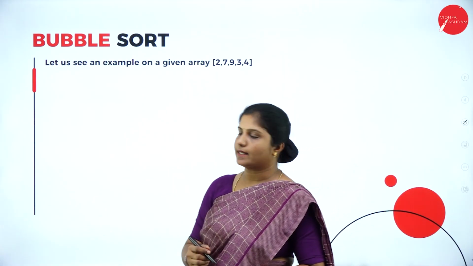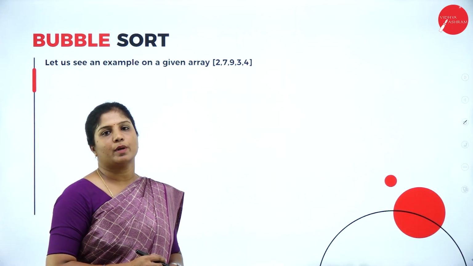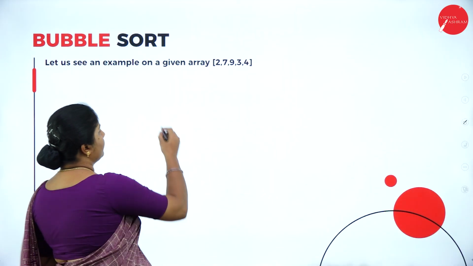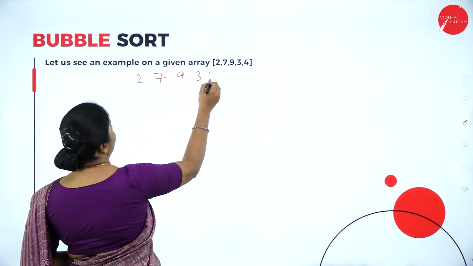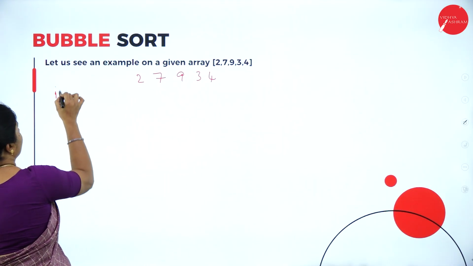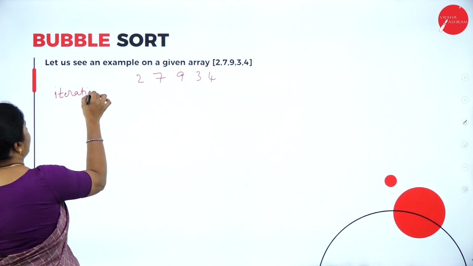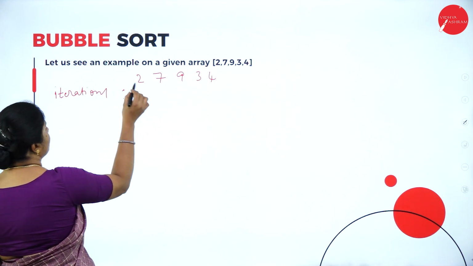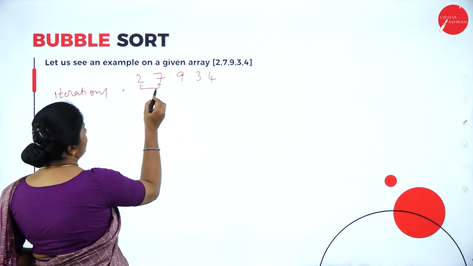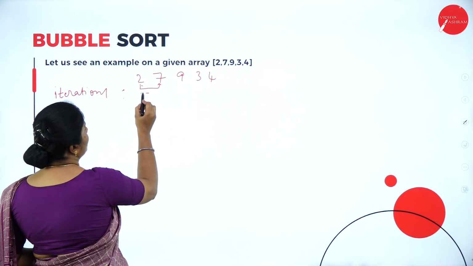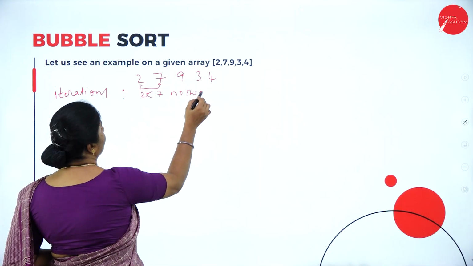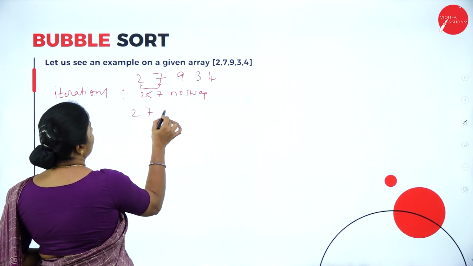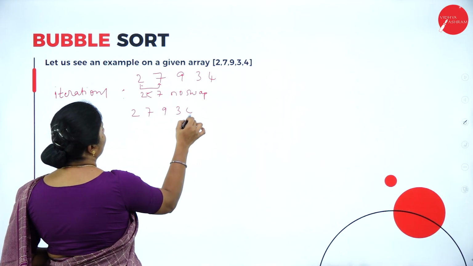Here I have a simple example to solve using a bubble sort. Here I have a list of 5 elements: 2, 7, 9, 3, 4. So iteration 1. What I am doing here in iteration 1? I am comparing these two, 2 and 7. 2 is lesser than 7, so no swap. My array will be like this: 2, 7, 9, 3, 4.